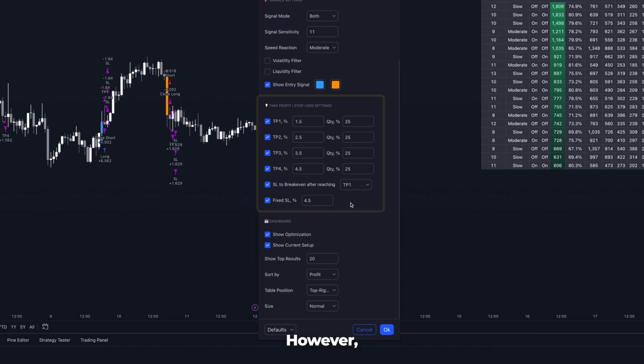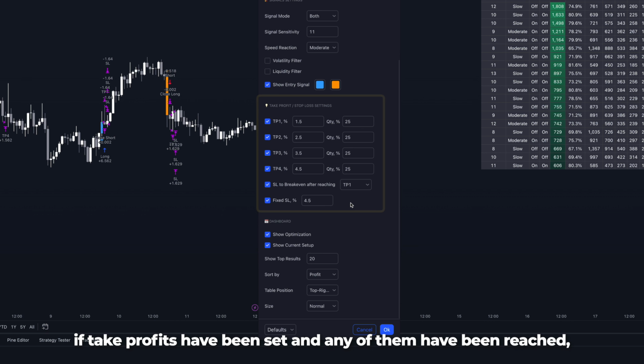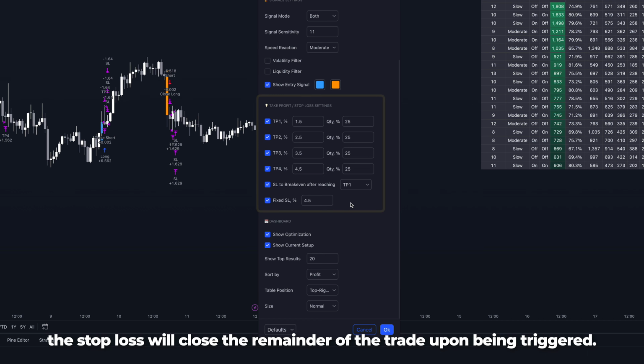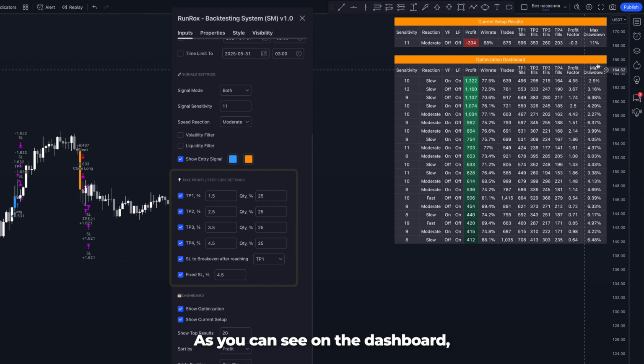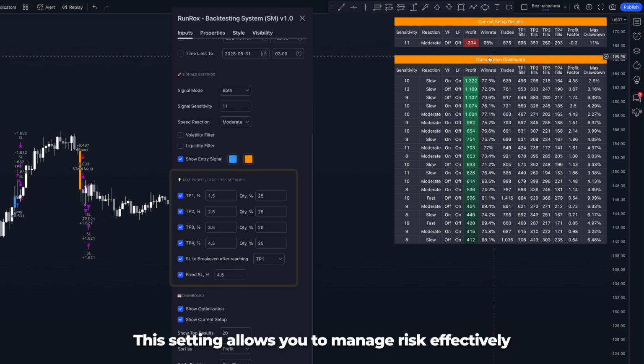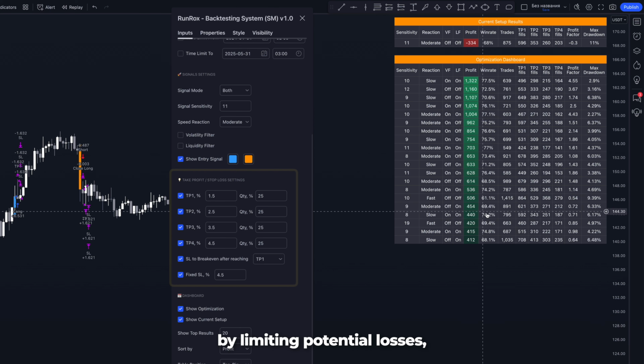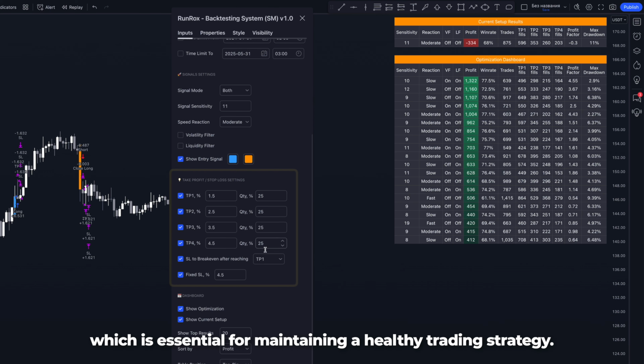However, if take profits have been set and any of them have been reached, the stop loss will close the remainder of the trade upon being triggered. As you can see on the dashboard, the metrics have also changed. This setting allows you to manage risk effectively by limiting potential losses, which is essential for maintaining a healthy trading strategy. I would also like to highlight an important detail.